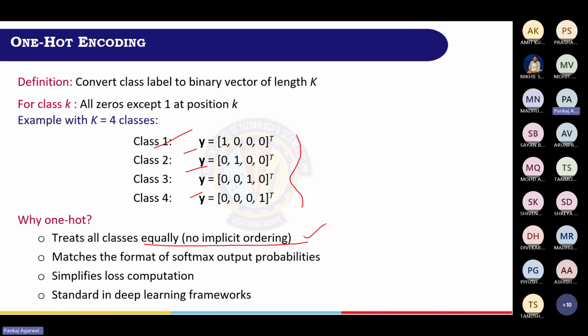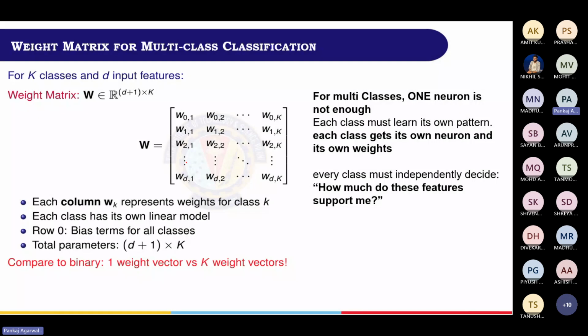That is the important thing. There does not get anything called implicit ordering. It matches the format of softmax probabilities, which is very important for me, and then simplifies the loss computation. It is a very standard process here in deep learning.